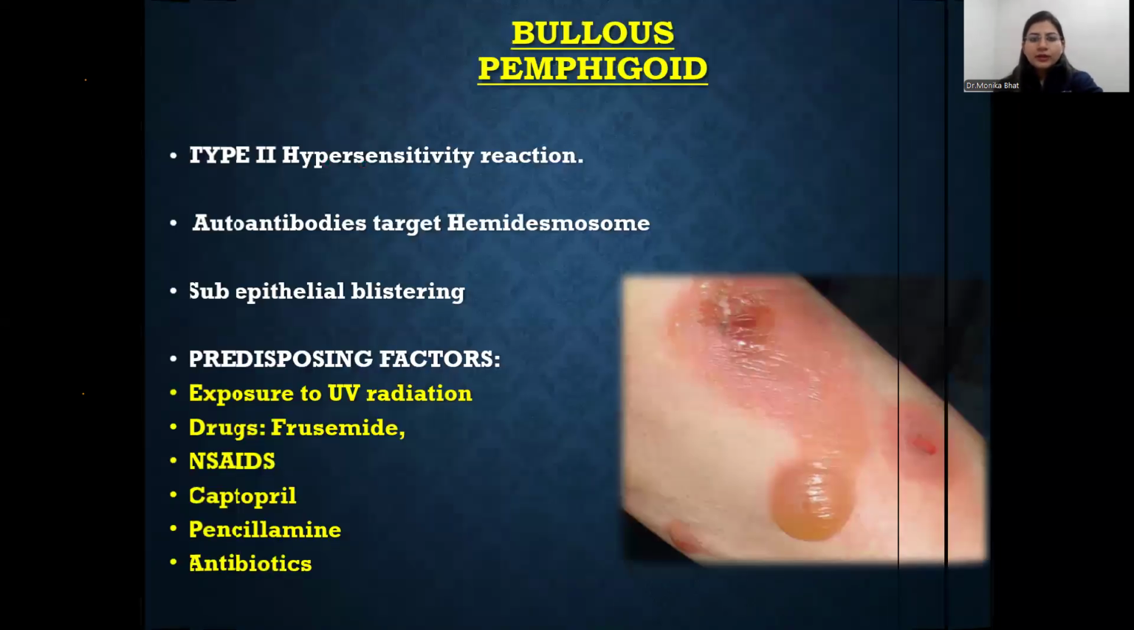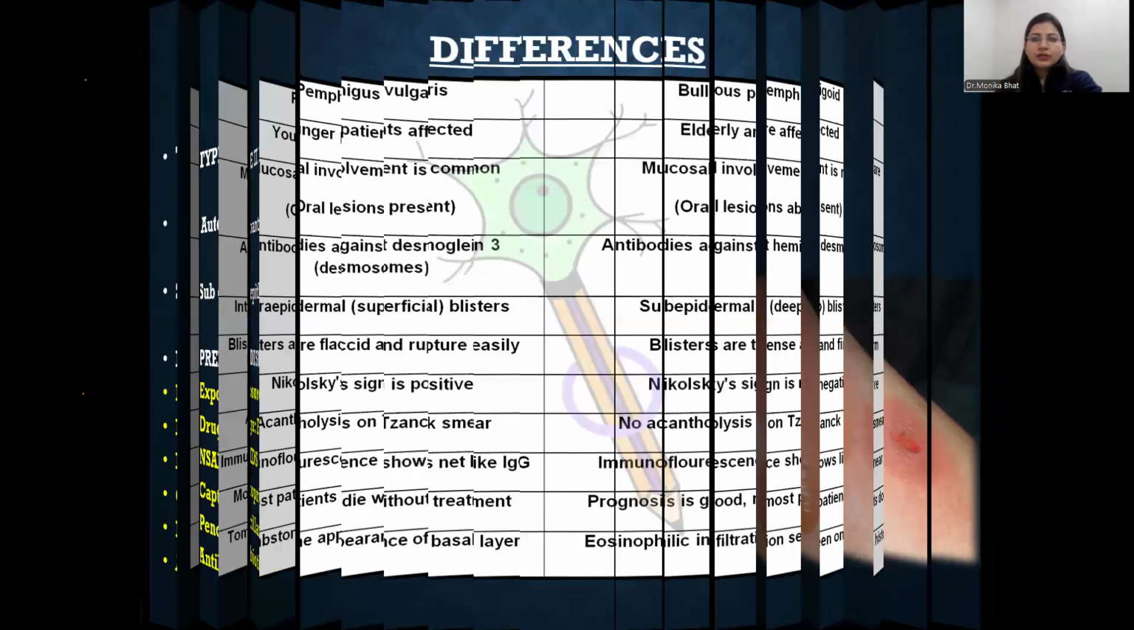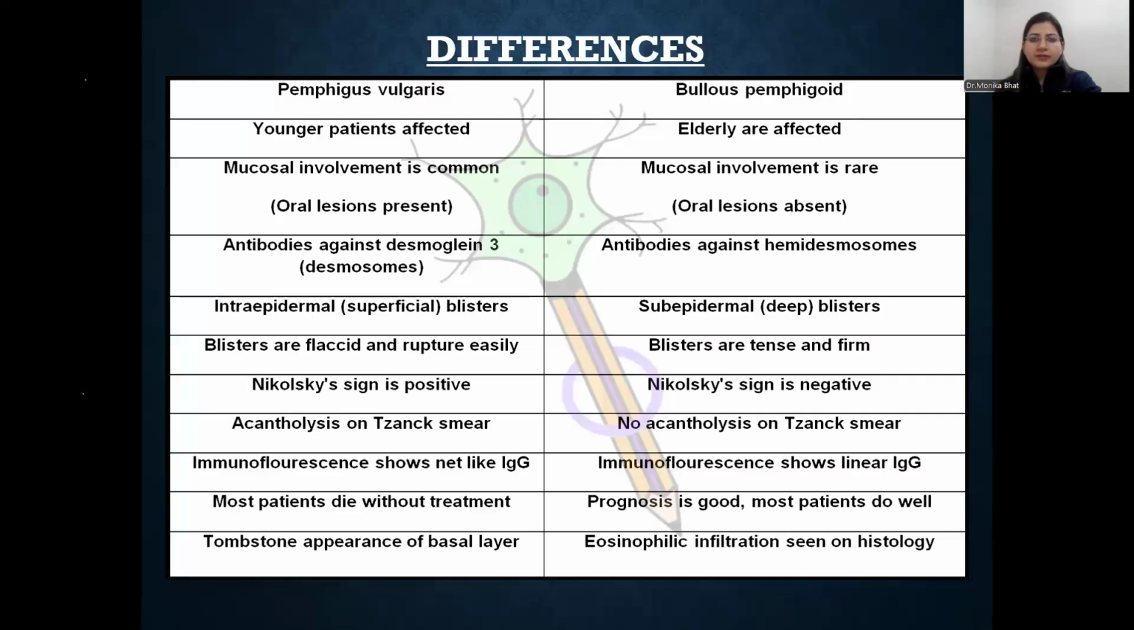Then bullous pemphigoid. It is basically a type 2 hypersensitivity reaction, that is cell mediated. Autoantibodies target the hemidesmosomes. The hemidesmosomes get disturbed because of the autoantibodies, and there is a separation of the hemidesmosomes leading to subepithelial blister formation. The predisposing factors can be exposure to UV radiation, drugs, NSAIDs, captopril, penicillamine, or antibiotics.